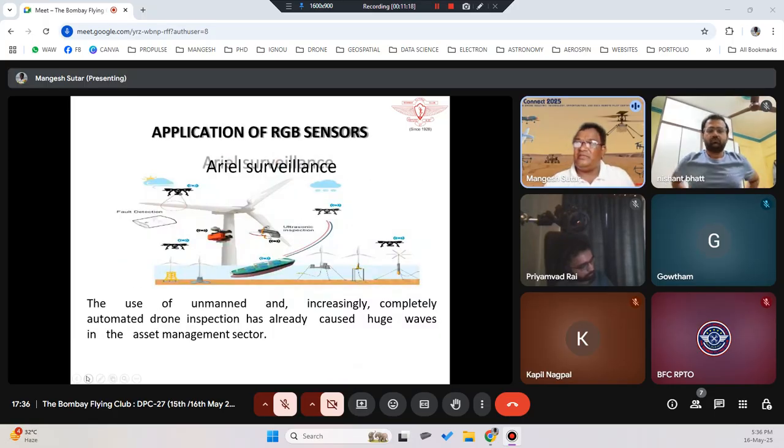Okay, application of RGB sensors like aerial surveillance, use of unmanned, increasingly completely automated drone inspection already has use cases in asset management and the energy sector. Okay, so you can do it for wind turbines, ships. Even ships are being monitored, like container ships. I think Gautam might tell about the container ship. It is very difficult to monitor a container ship from every side because everywhere on the ship there are containers, and it is very difficult to climb up, down, and see from the left side. So even ships are deploying drones to keep track and see from all directions about the ship movements and all the things.